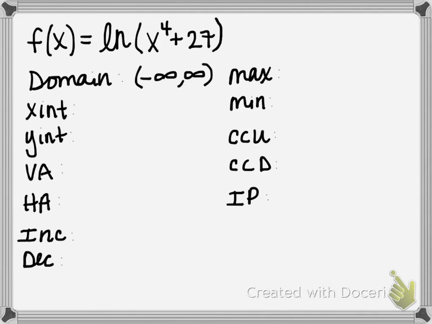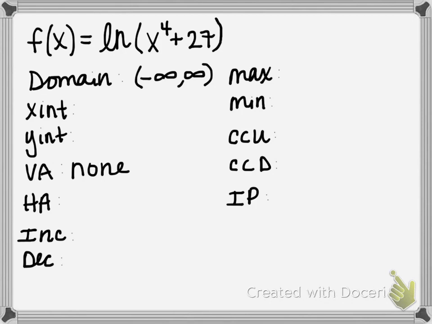Now before you move on to the intercepts, think about the domain because this will also give you some other useful information on this list. If the domain is all real numbers, then that means that you don't have any discontinuities in the graph. So that would tell us then that we don't have any vertical asymptotes. So down here for vertical asymptotes, we can say that there are none.